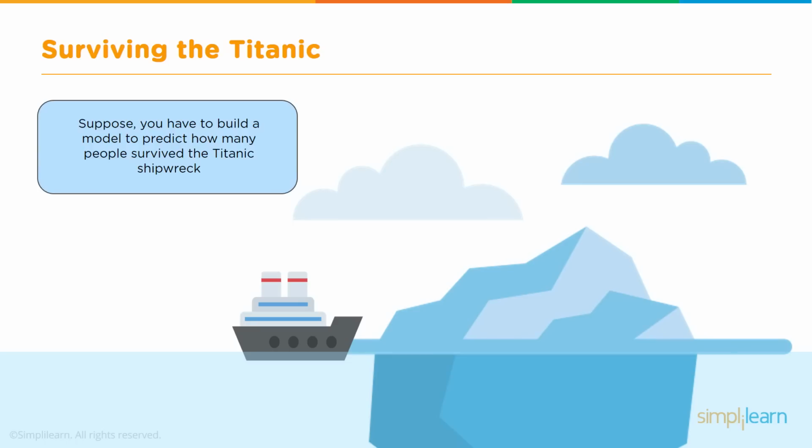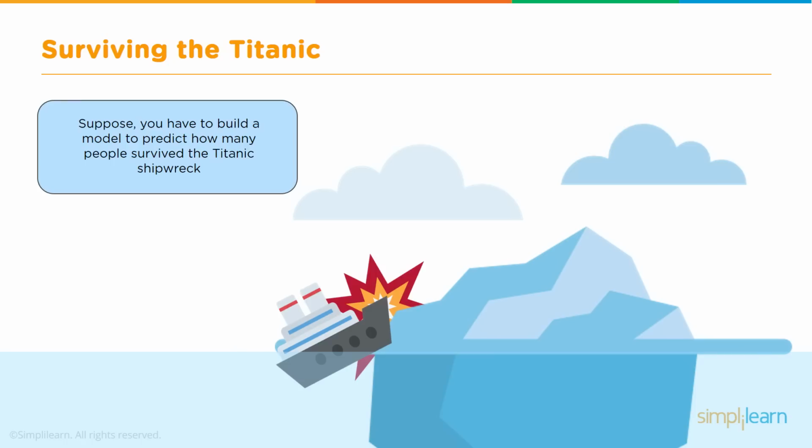What is logistic regression? Let's say we have to build a predictive model or a machine learning model to predict whether the passengers of the Titanic ship have survived or not, the shipwreck. So how do we do that? We use logistic regression to build a model for this. How do we use logistic regression?